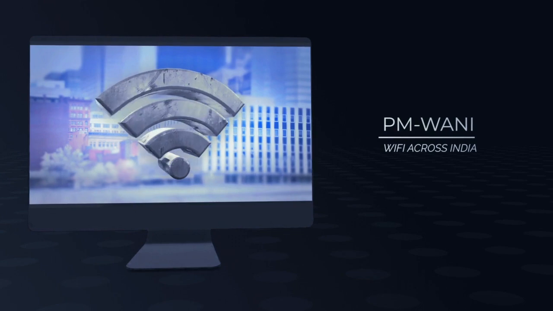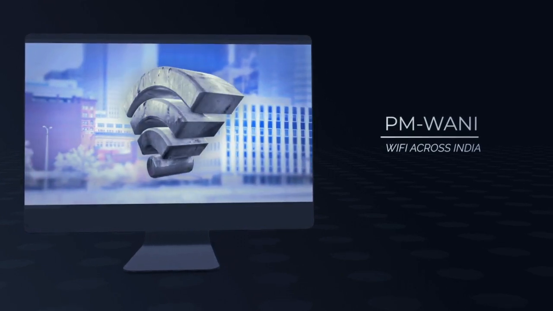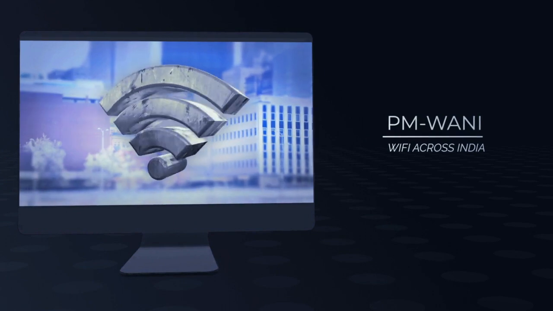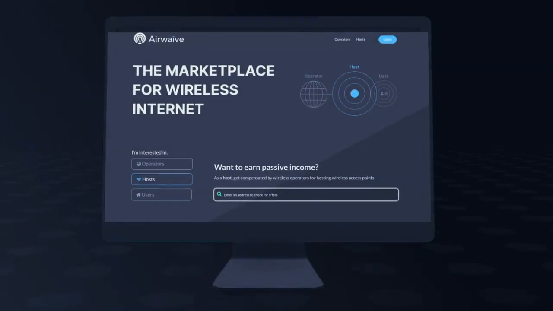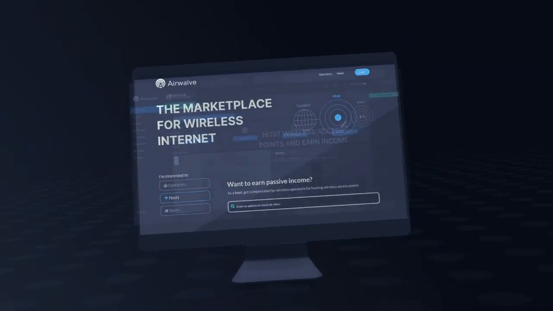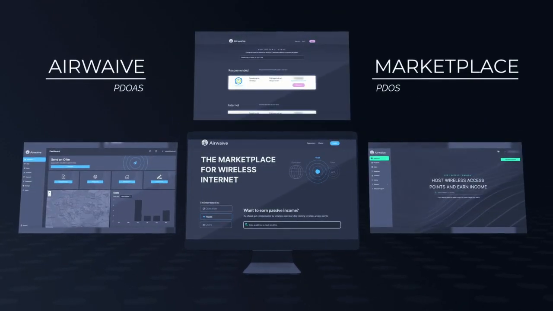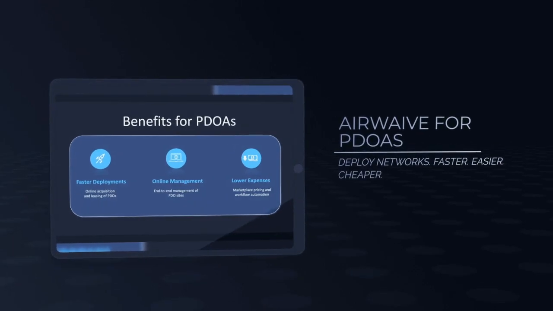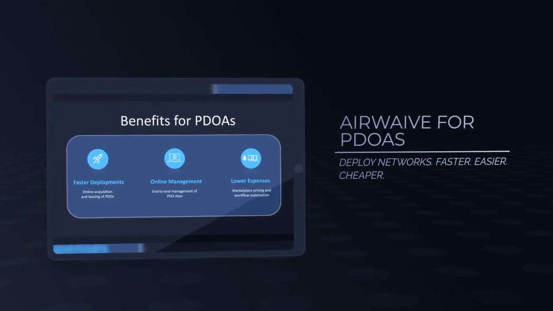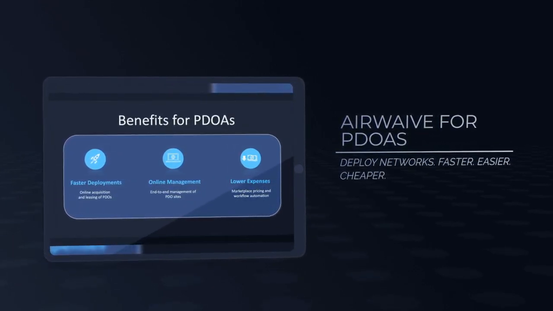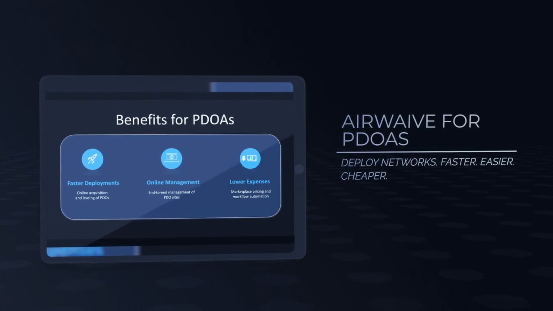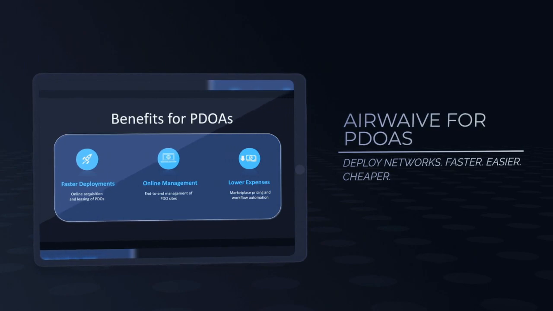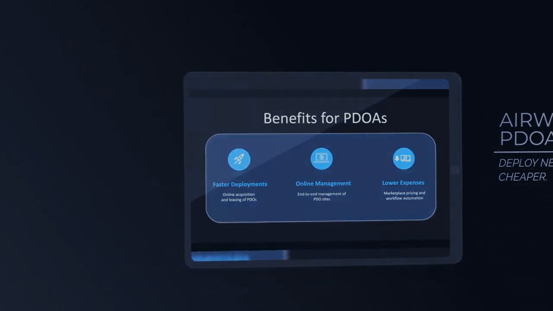PM-WANI is a unique initiative to build decentralized Wi-Fi networks across India to bring broadband to more people. At Airwaive, we're excited to be a part of the PM-WANI initiative, using our marketplace to connect PDOAs with PDOs. A PDOA is a Public Data Office Aggregator, and we'll go over what that means in a little bit. And we'll also cover in this video the benefits for PDOAs to deploy networks faster, easier, and cheaper.